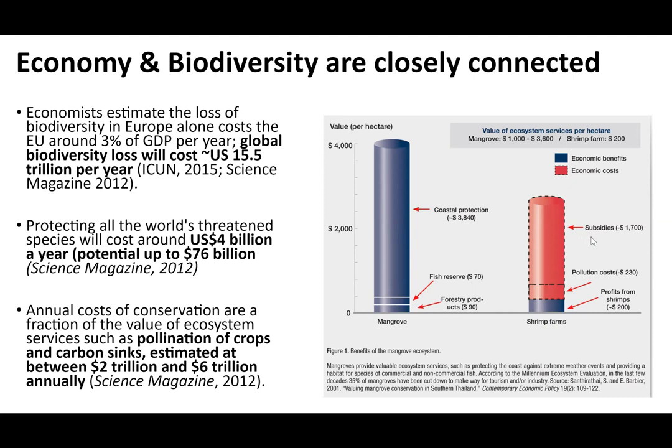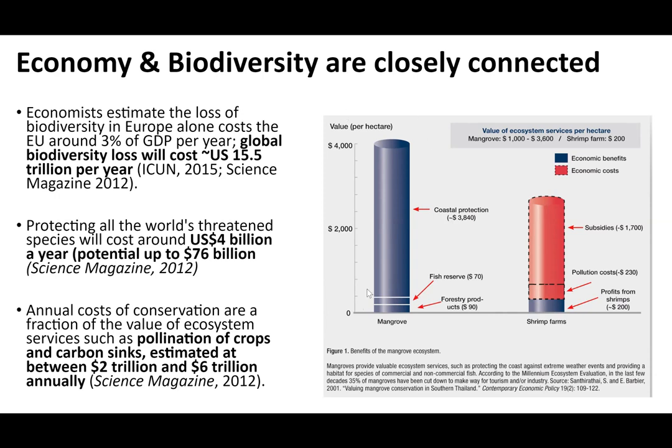Now that's relative to a shrimp farm, so something that is directly a provisioning service. And you'll see that the profits from shrimp is about $200 per hectare. And that's not a lot of money for a hectare, right? Especially relative to the $4,000 here for a mangrove.